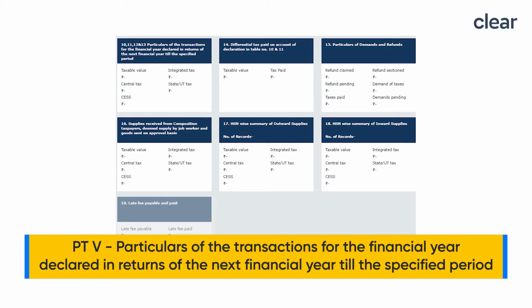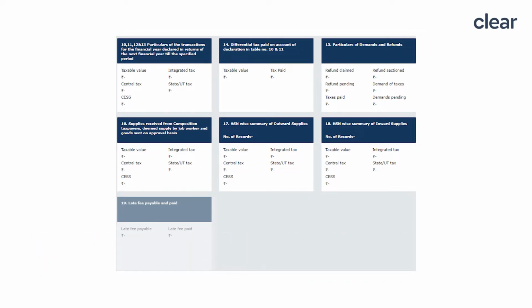Part 5. Particulars of transaction for financial year declared and returns of next financial year till the period specified. Now this part comprises the following tables. Table 10. Supplies or tax declared through amendments, which is a positive figure to be reported net of debit notes. Then Table 11. Supplies or tax reduced through amendments, which is a negative figure to be reported net of the credit notes. Then Table 12.